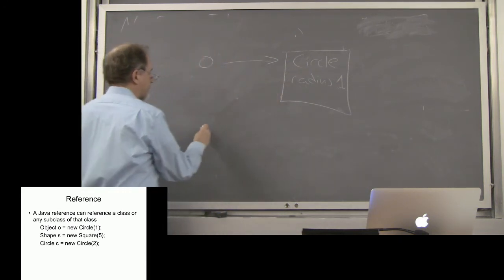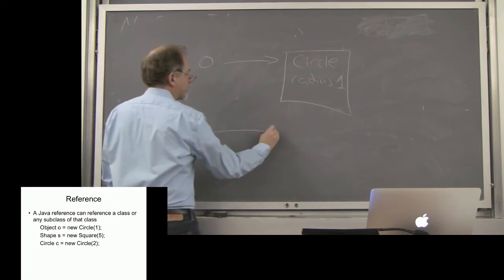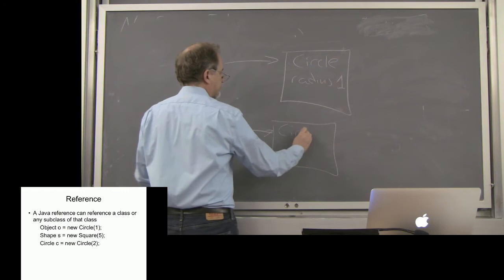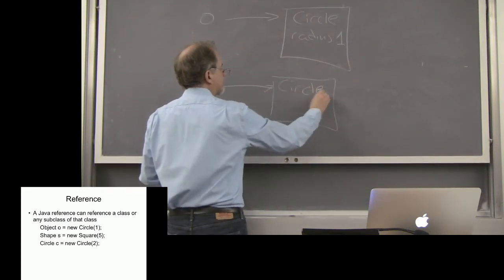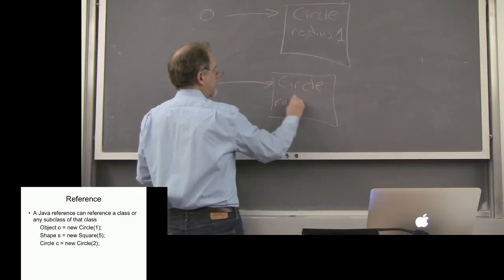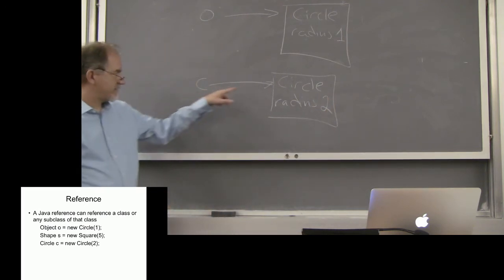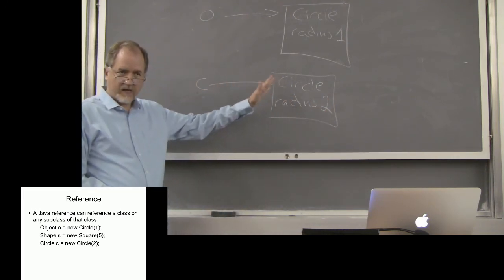The C circle also references a circle, and it has a radius 2. All right, so again, these things are not the objects directly, they are references to objects.